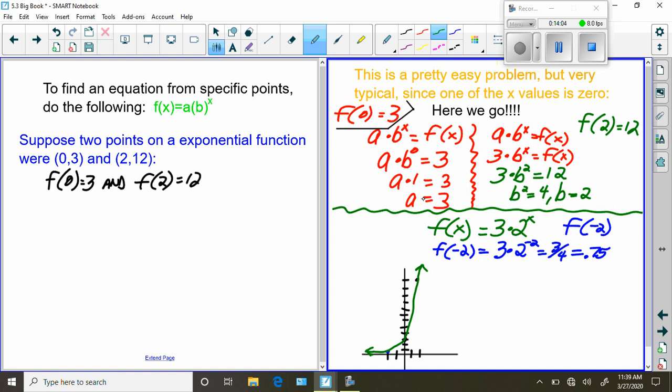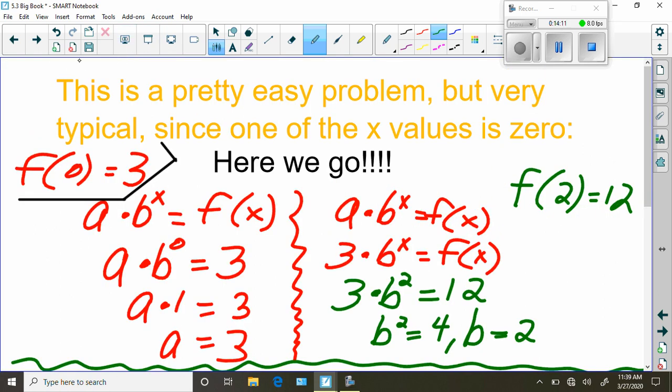All right, so that one worked out. Graphically, it looks good. I don't think you're going to have to graph anything, but just wanted to show it to you, okay? Next.